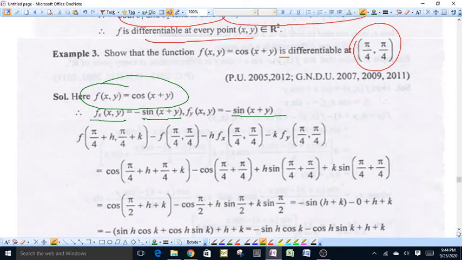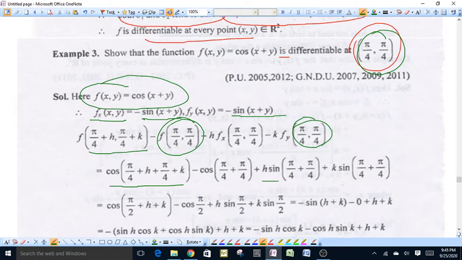Now at (π/4, π/4), f(π/4 + h, π/4 + k) - f(π/4, π/4) - h times the partial derivative of f with respect to x at (π/4, π/4) - k times the partial derivative of f with respect to y at (π/4, π/4) will be equal to, by putting all these values of partial derivatives, cos(π/4 + h + π/4 + k) - cos(π/4 + π/4) + h sin(π/4 + π/4) + k sin(π/4 + π/4).